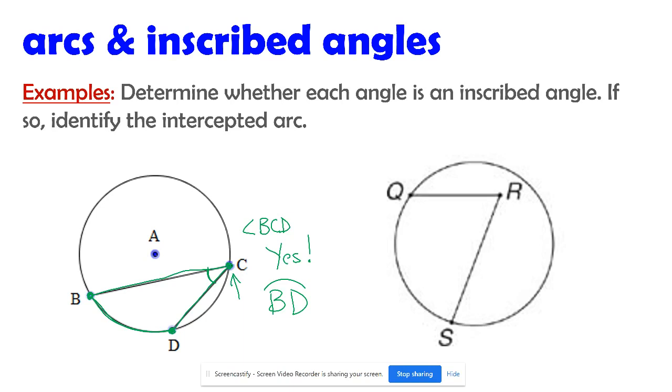If you look at the second one here on the right, the vertex of this angle is at R, so this angle is QRS. But if you look at where the vertex is, it's not touching the circle. It's inside the circle. It's not on the circle. So this is going to be a no. This is not an inscribed angle, and that's going to be important because inscribed angles have properties that other angles in circles do not. So the second one would just be a no, and you don't have to do anything more than that.